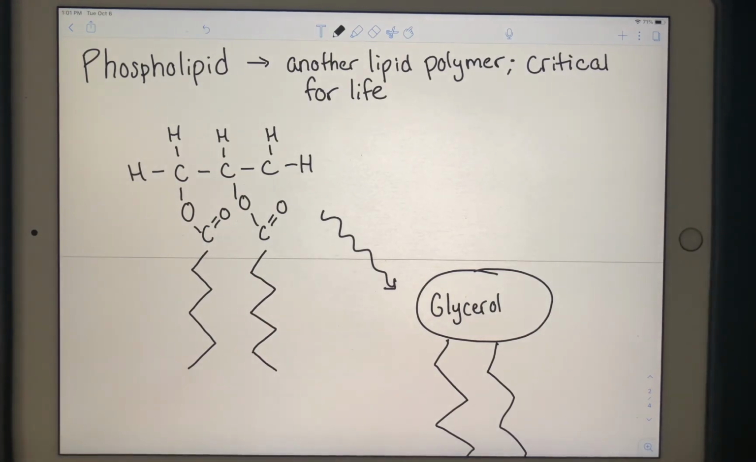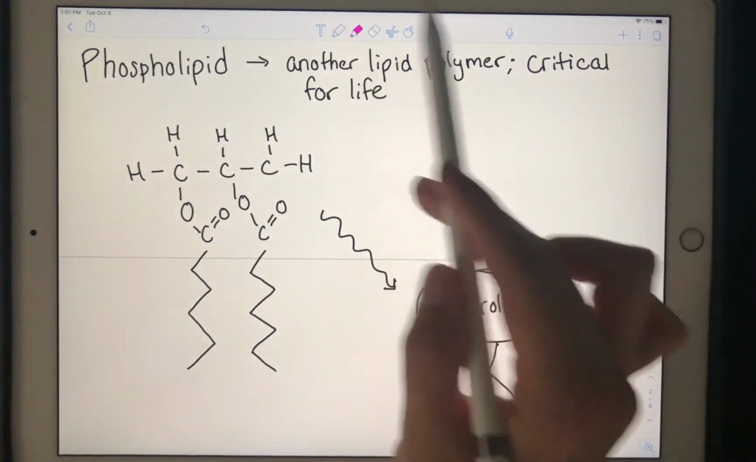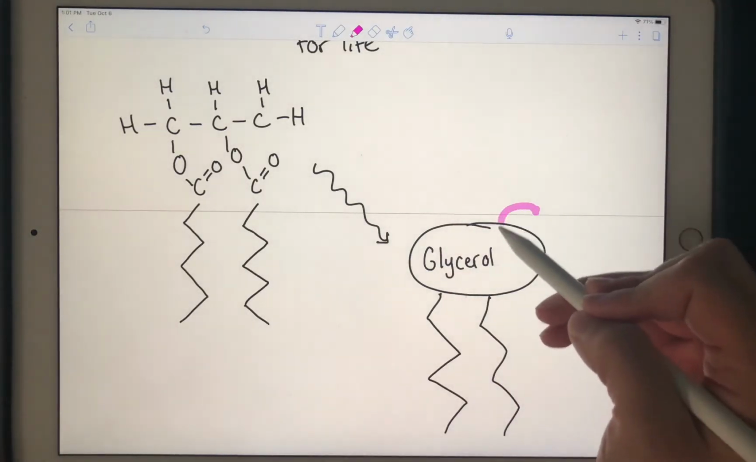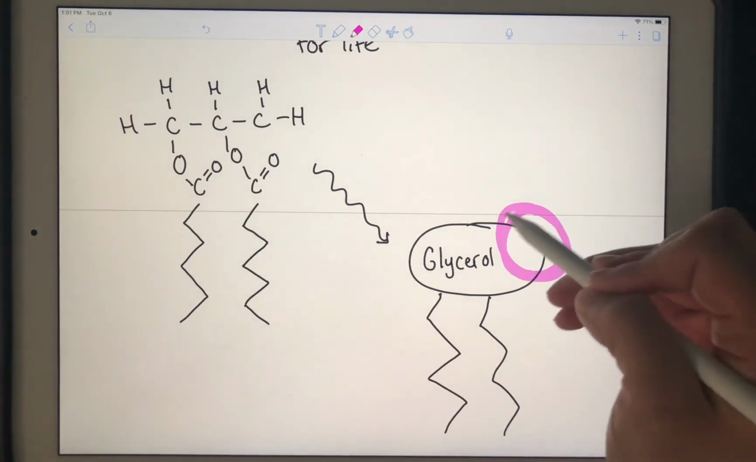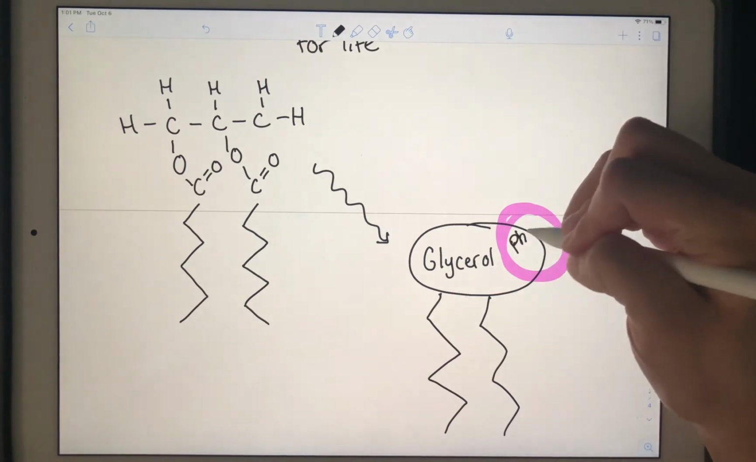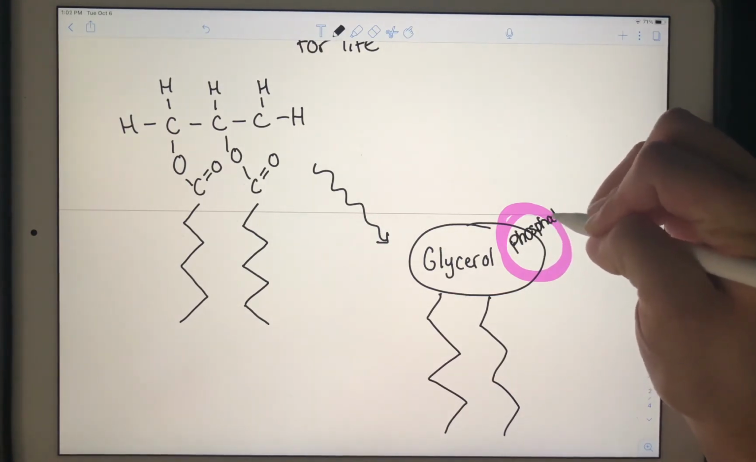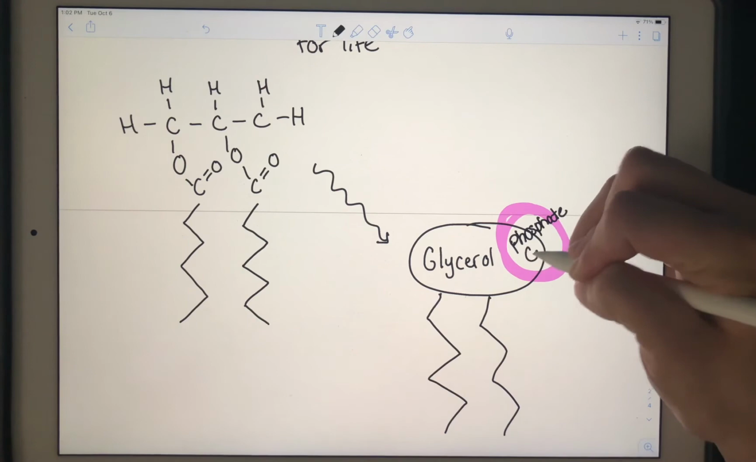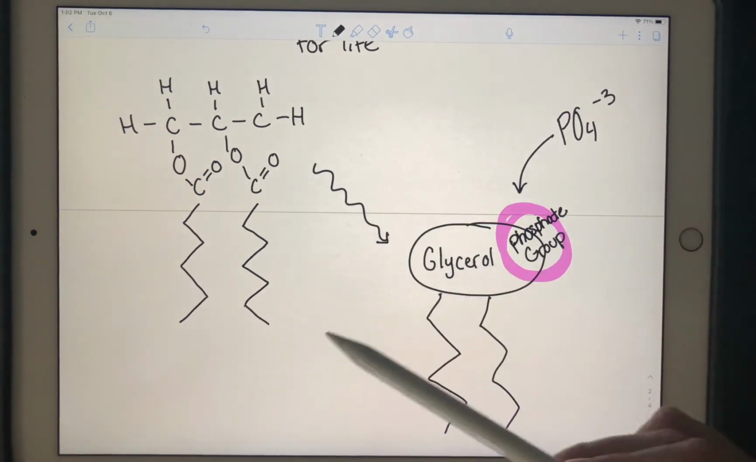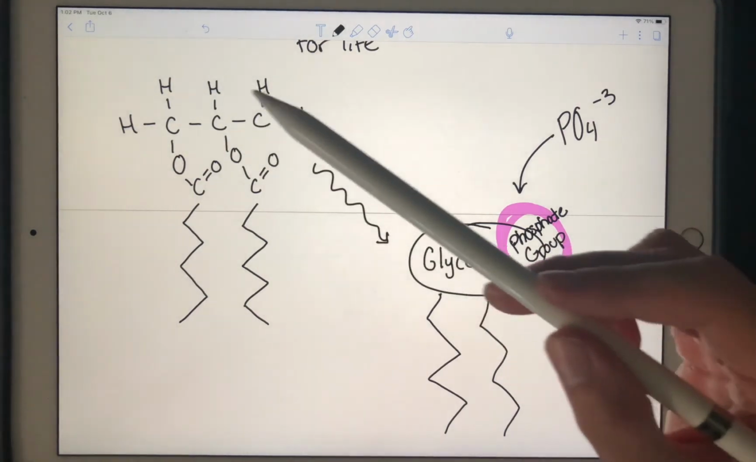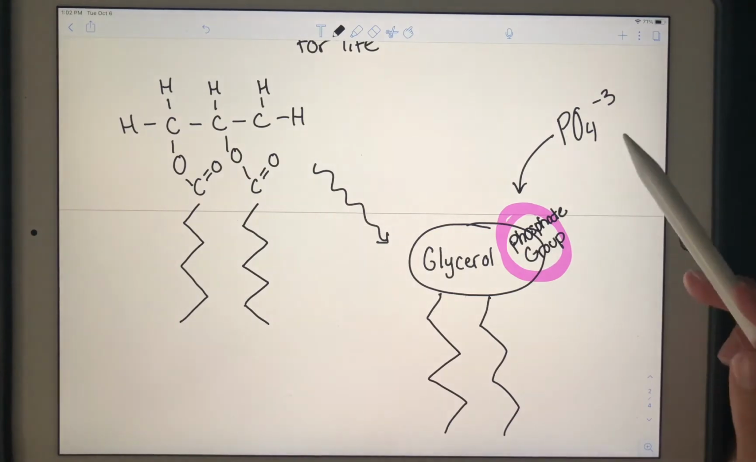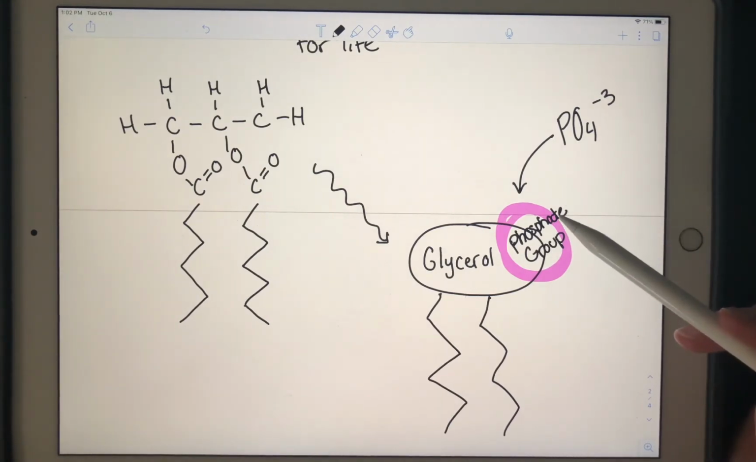The third part of a phospholipid is right in its name. It's phospho attached to this glycerol. We have a phosphate group. So instead of a third fatty acid chain, instead we're using that part of the glycerol and we're adding a negatively charged phosphate group instead.